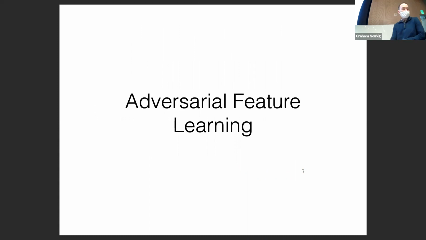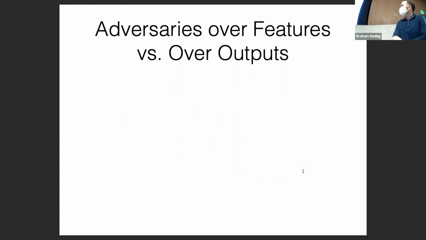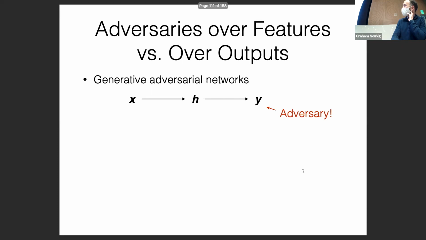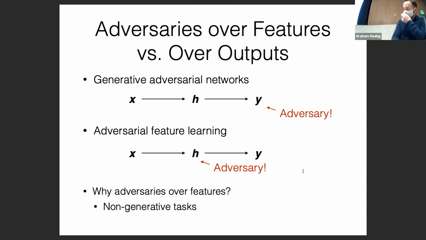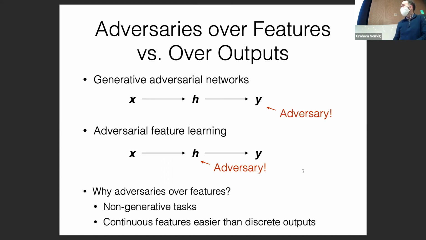Okay. So the next thing that I'd like to talk about is adversarial feature learning. This is really, really useful, and you can use it in a number of different settings. For example, in generative adversarial networks, we are doing the adversary over the output here. In adversarial feature learning, we're doing the adversary over the hidden features that we induce. So why would you want to do this? We can think of using this in non-generative tasks, just like classification tasks, for example. And continuous features are also easier than discrete outputs, like I just mentioned.